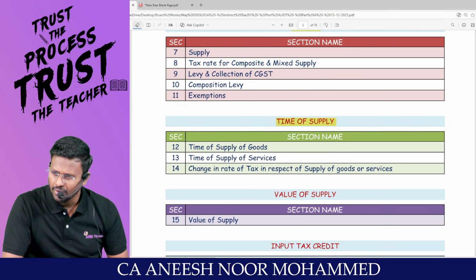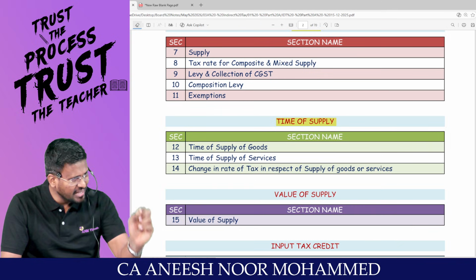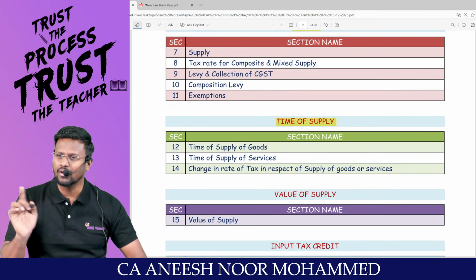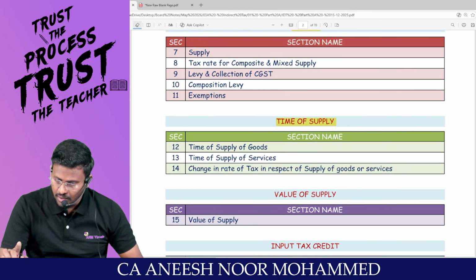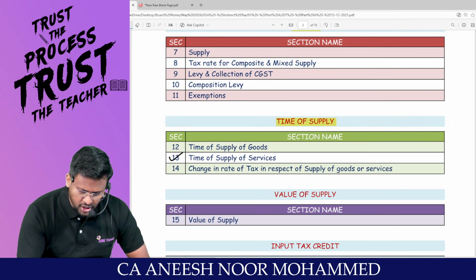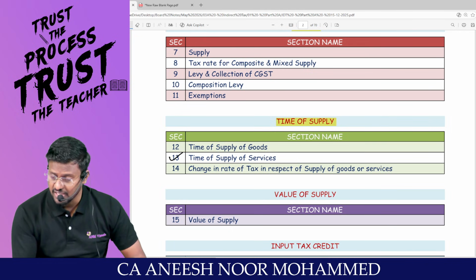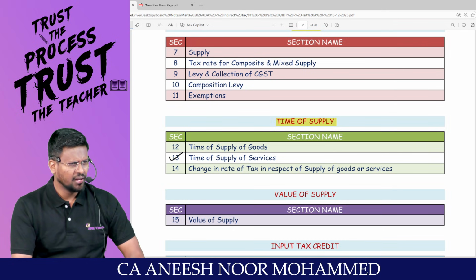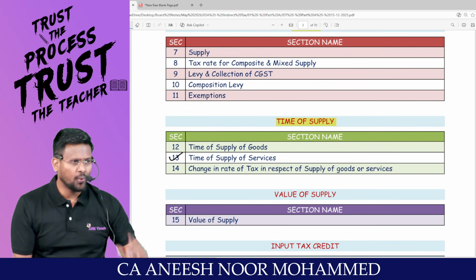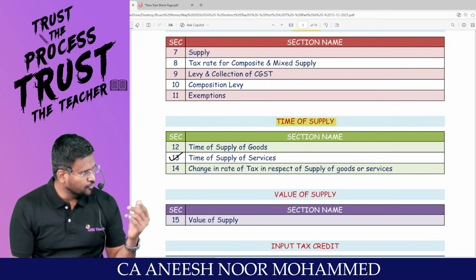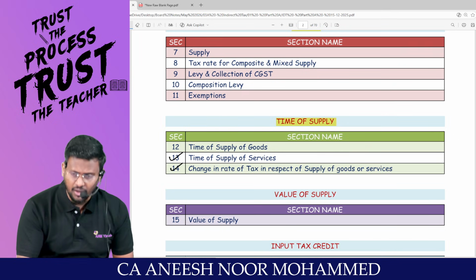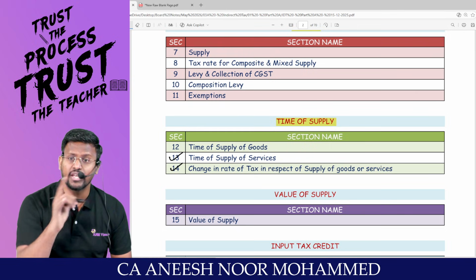When you are liable to pay the GST to the department is explained in section 12. No, sir, my activity or transaction is not supply of goods, it is supply of services. Then please come and check section 13. What is section 13? Time of supply of services. Am I right? What is section 12? Time of supply of goods. What is section 13? Time of supply of services. Section 14, time of supply in case of change in rate of tax.